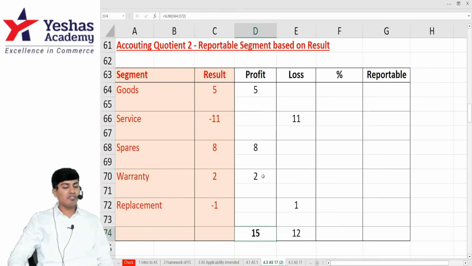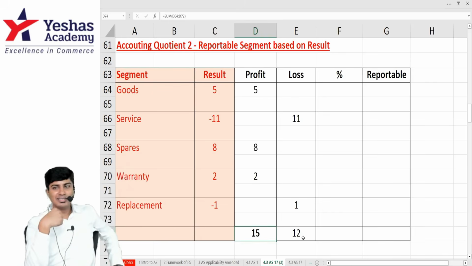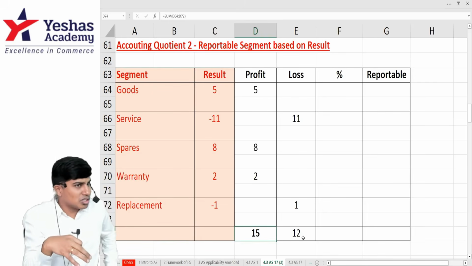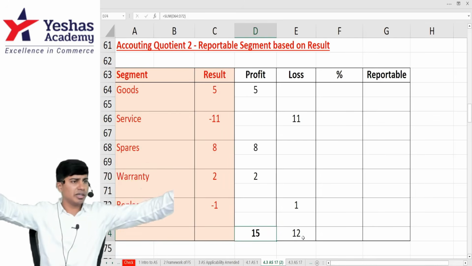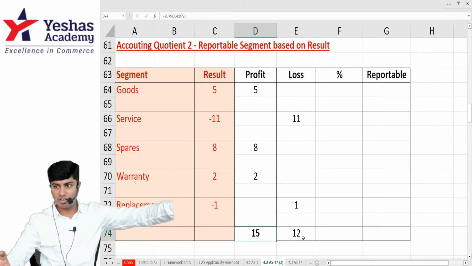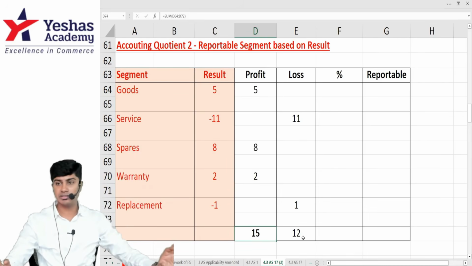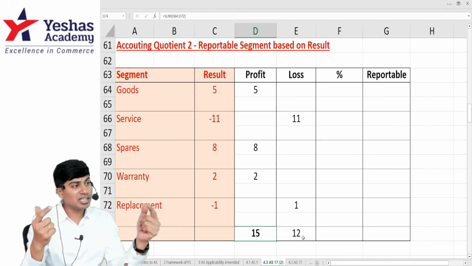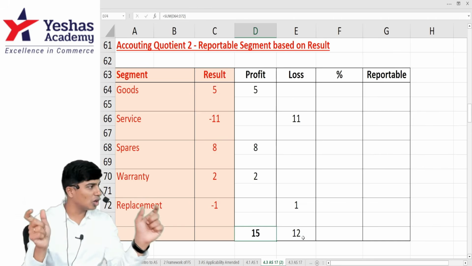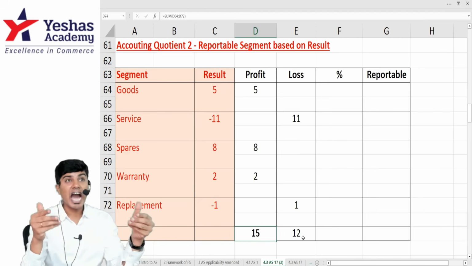I cannot do 5 by 15, 8 by 15, 2 by 15, 11 by 12 and 1 by 12. Wrong. Sir, you'll do 15 minus 12, 3 as the denominator. Again wrong. If you take 3 as denominator and 5 as numerator, you have more than 100%. Are you getting it? What the accounting standard wants us to do is: step 1, segregate the segments into profit making and loss making. Step 2, take the total of profit making segments and the total of loss making segments. Then step 3 is to compare total profit with total loss and identify whichever is higher.